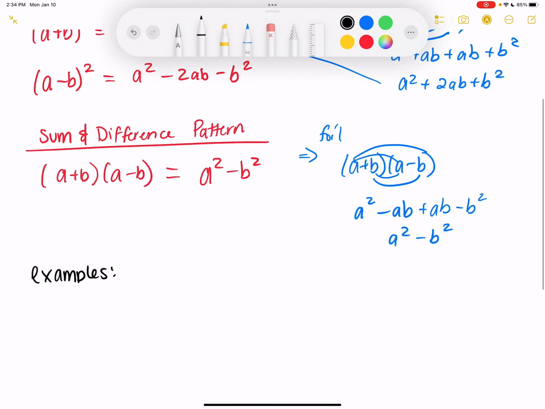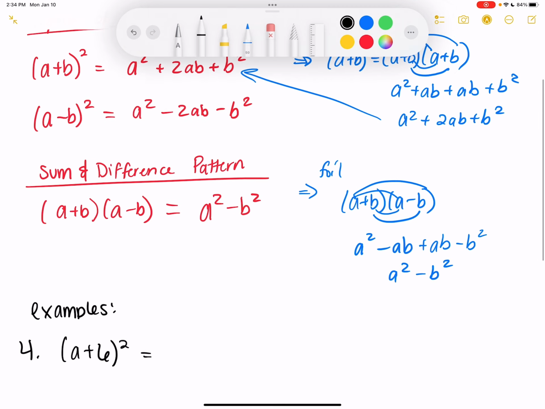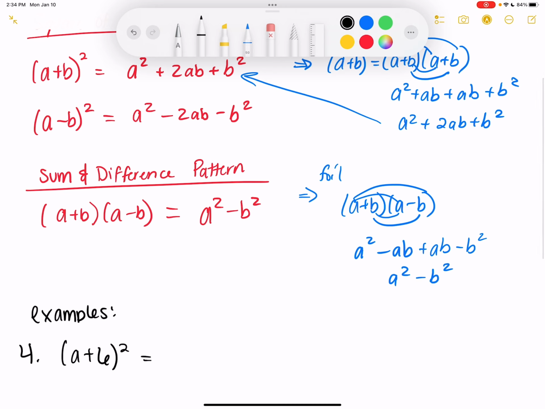All right, so these just say find the product, okay, for all these different types. So number 4, a plus 6 squared. Okay, so that's this first special type up here. This a plus b squared, okay, so it multiplies into a squared plus 2ab plus b squared.